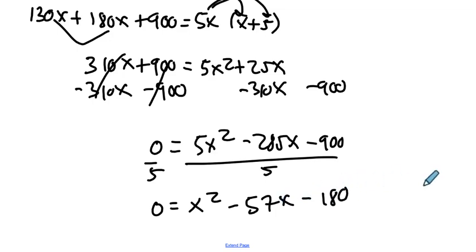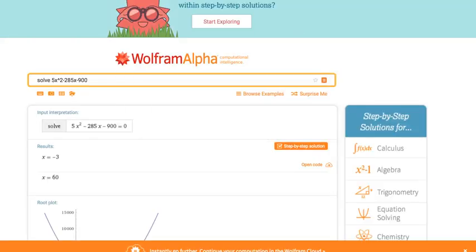Now, this may take you quite some time to solve by hand and try to find the factors of 180 and 57. Maybe, maybe not. So if you want, you could use Wolfram Alpha. I'm a huge fan of that. I just did it from the original equation of 5x squared minus 285x minus 900. If you say solve that, it gave us negative 3 and 60.